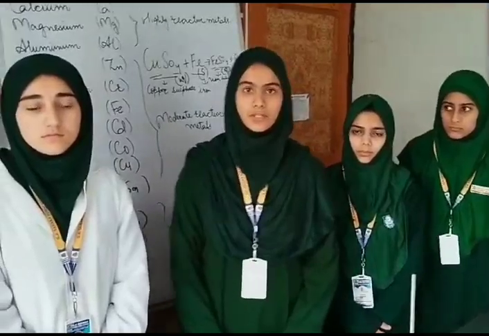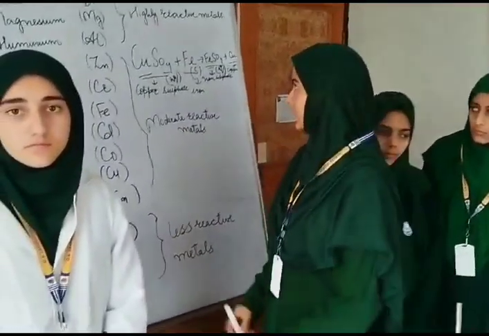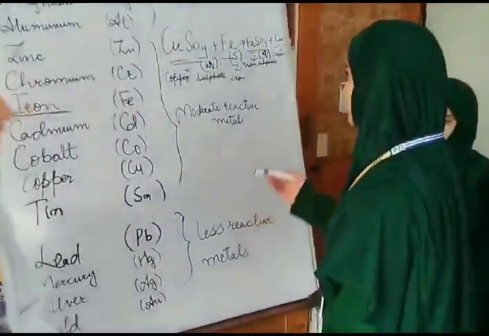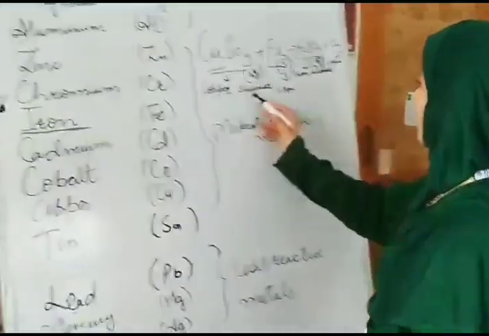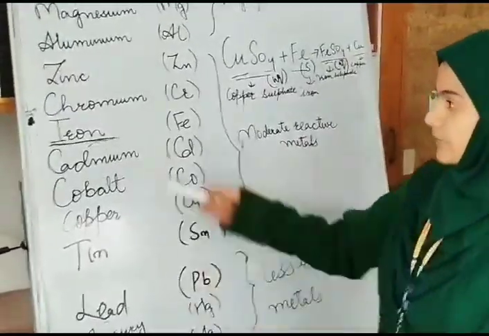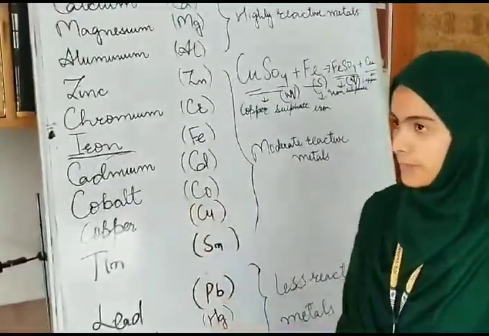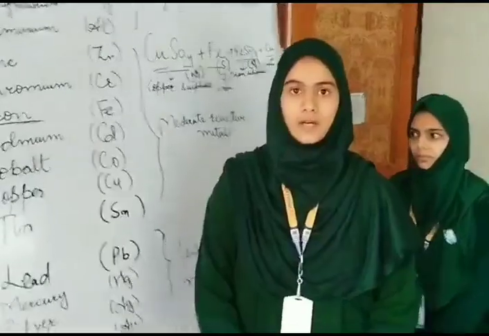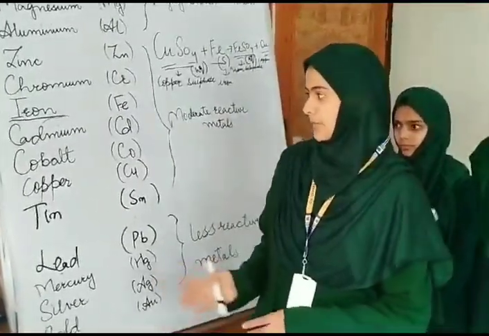By doing this experiment, we have concluded that iron is more reactive than copper as we have already seen in the reactivity series. Iron has displaced copper from copper sulfate solution and formed iron sulfate solution. So guys, let me tell you the reaction which we have done practically. Let us demonstrate the reaction on board. Copper sulfate plus iron gives iron sulfate plus copper. As we know, iron is more reactive than copper. So iron displaces copper from copper sulfate solution.